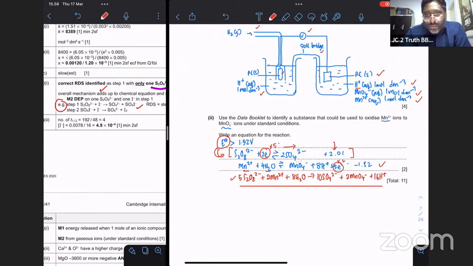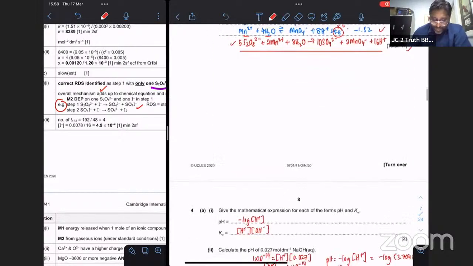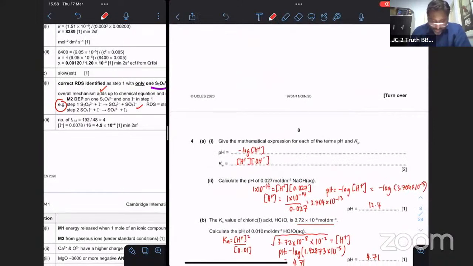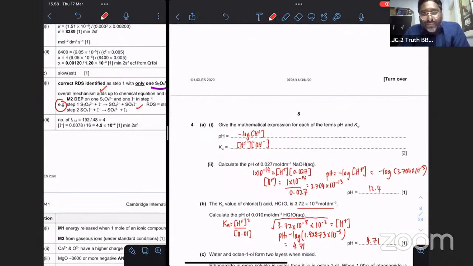Yeah, the E value, so it is possible to oxidize Mn2+ to become MnO4−. This is important, so 2 marks done. If I move forward, number 4: give the mathematical expression for each of the terms.